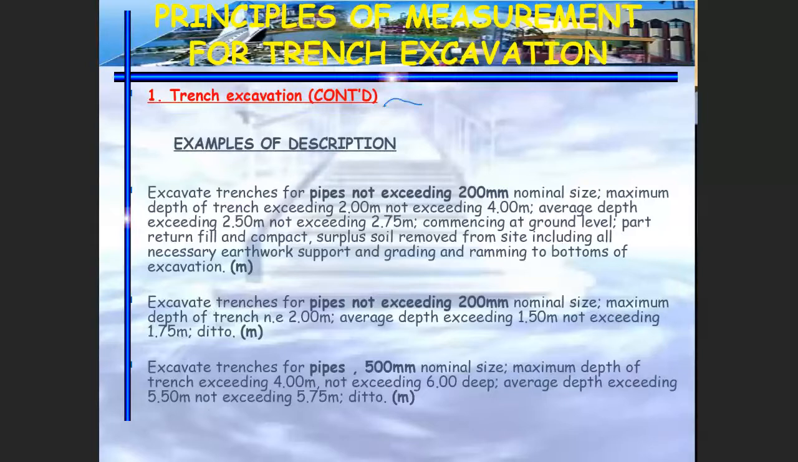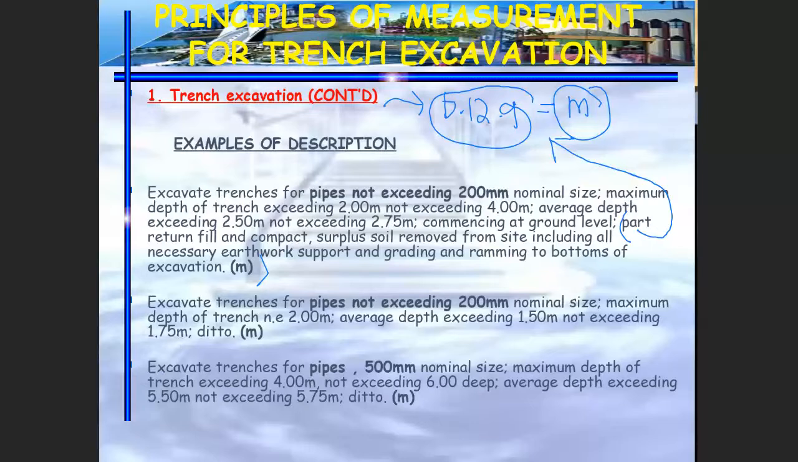The rules also must be referred to clause D.12.9. If you look at this clause again, all the items started from this statement until the last one. You can also copy from the last statement under D.12.9, showing that the item must be measured in meter and no item to be measured for the disposal and filling. Okay, you can see this sentence, part return, fill and compact. This one is actually referring to the filling.